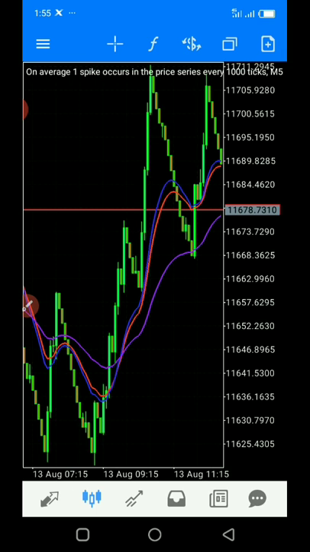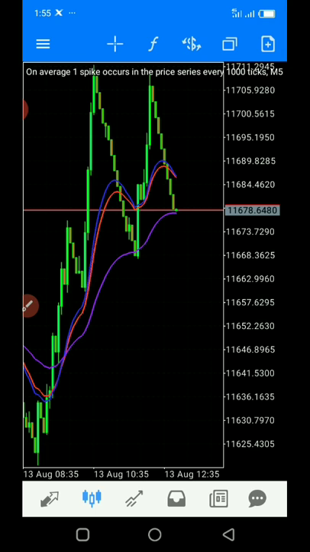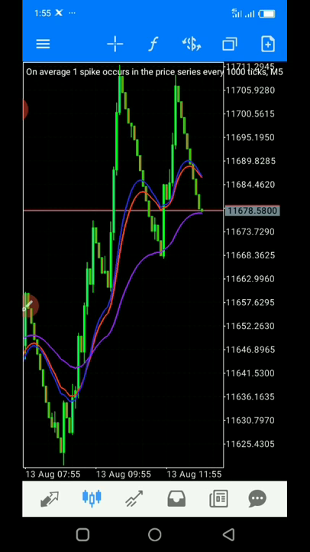You see, for every first time price touches the blue moving average and the 48 moving average, price always respects it. Price always reacts to this level because there is a strong support or strong resistance level, depending on the signal that was given by the strategy.